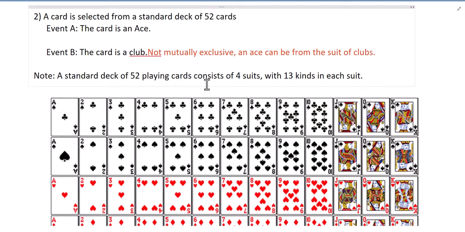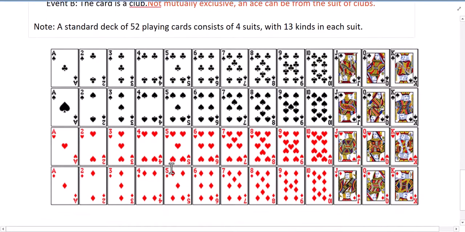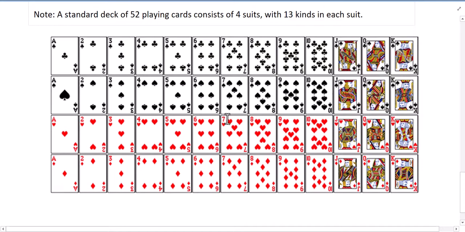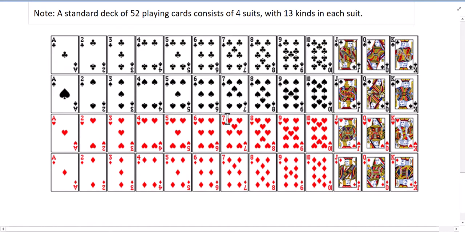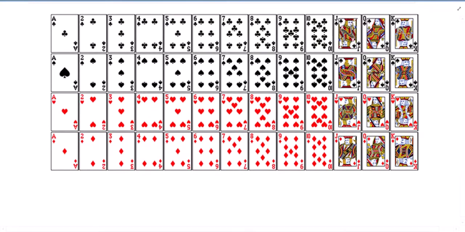So not mutually exclusive. Getting an ace and getting a king will be then mutually exclusive, right? If you pick one card out of the deck, it can't be both an ace and a king. So those will be mutually exclusive, but being an ace and being a heart, those are not mutually exclusive, because as I can see here, there's an ace of hearts. And if it's helpful to refer to this deck of cards in the future, if you're having a hard time remembering how many suits, how many cards, and what they look like, then this might be helpful. Let's go to the next example.